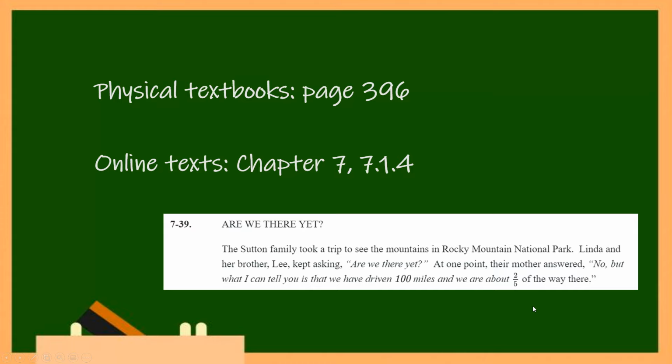If you are using the physical textbook, we're on page 396. Online textbook, we are in chapter 7 still, but we're on section 7.1.4, and we're working on problem 7-39. Are we there yet? It's about the Sutton family.